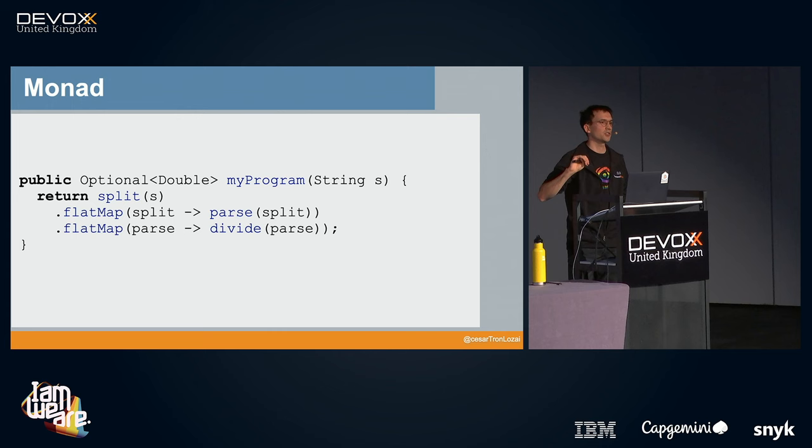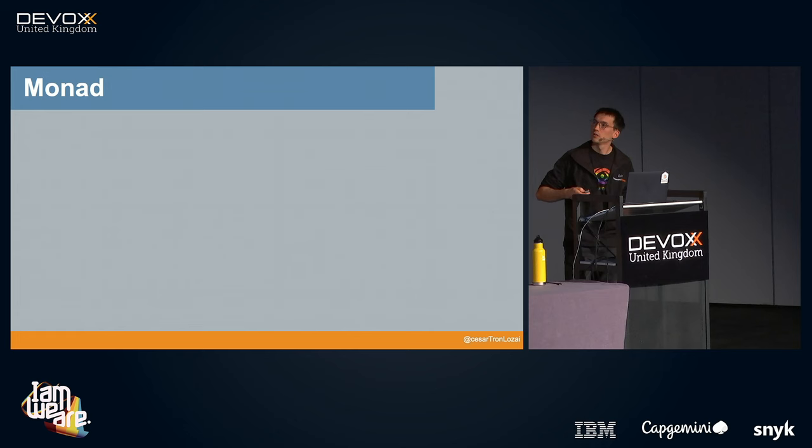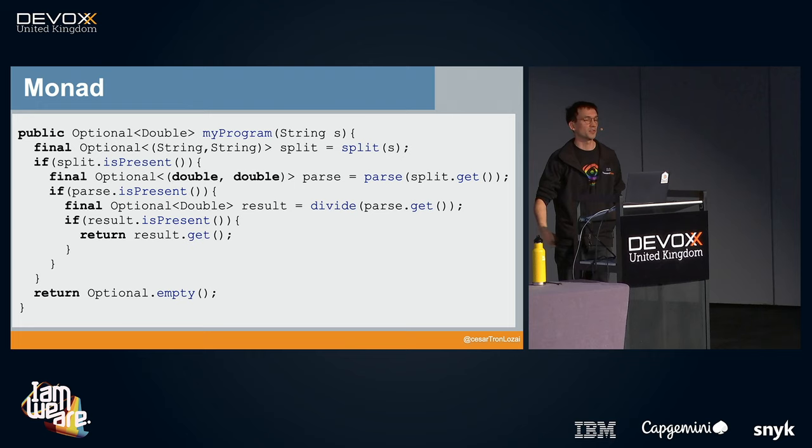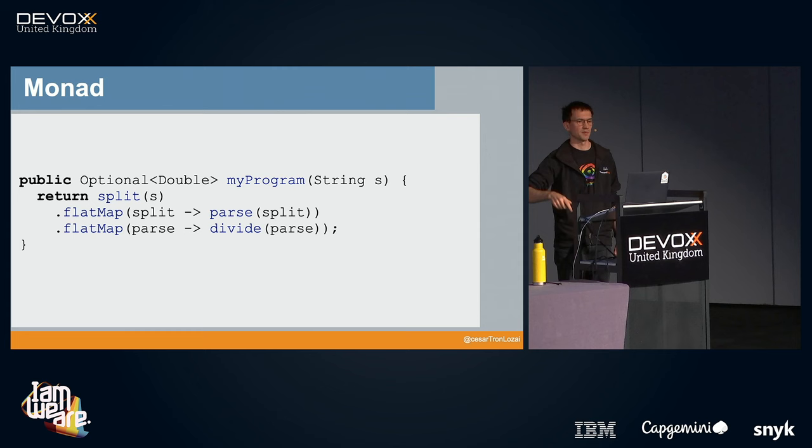Remember, if I just go back to the previous slide. Sorry. Here, at the end, we have the return Optional.empty, the default case if any of the ifs fail. And it's exactly the same with this one: if any of the computations fail, it will just return Optional.empty. I think this is objectively better.